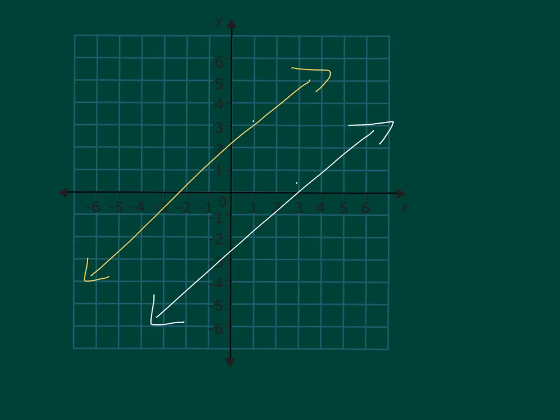Also, what if you had two lines that were the same, as in like we had this line and then we put this one right on top of it? That means they are the same line, as in there are an infinite number of solutions.